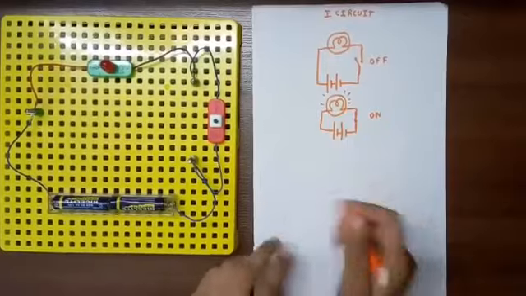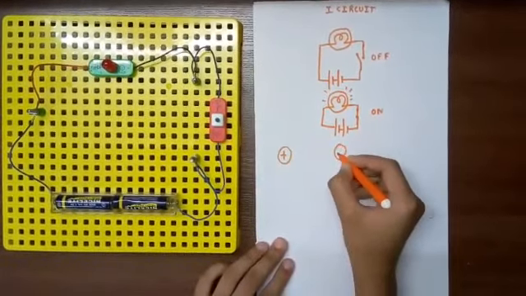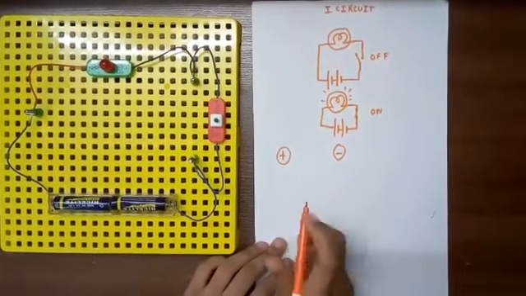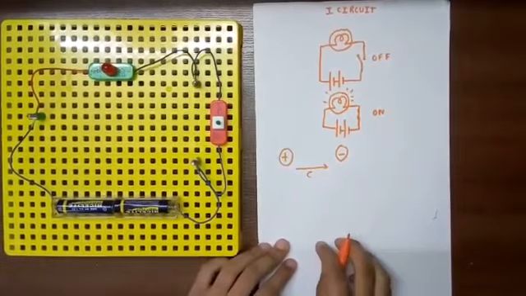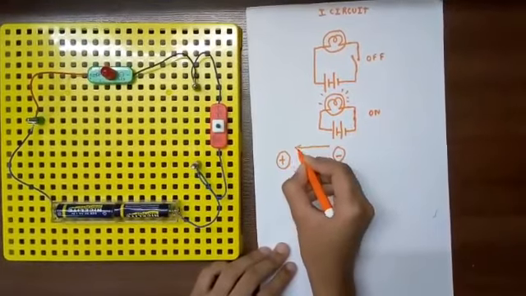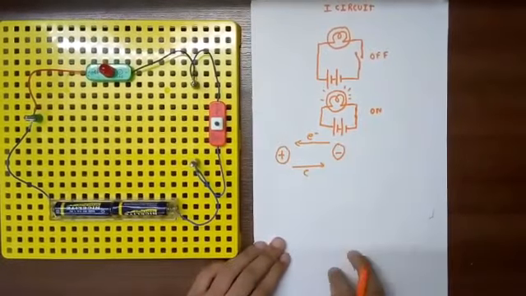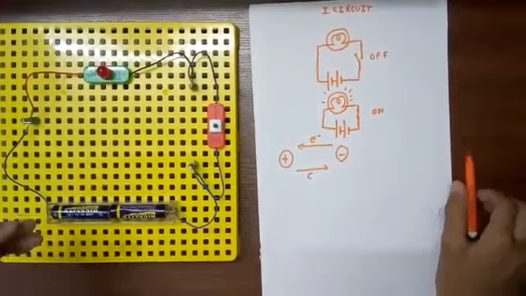And one more important thing, if this is a positive particle and this is a negative particle, the flow of current is in this way, and the flow of electrons is in this way. Is this clear? Then our next circuit with some resistors.